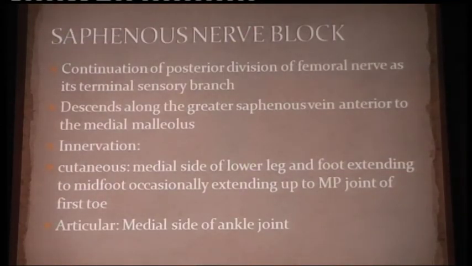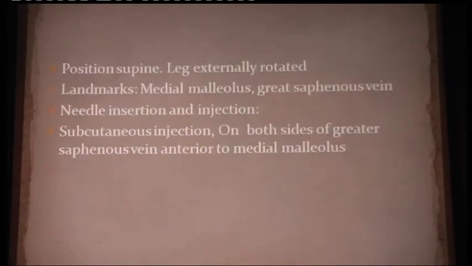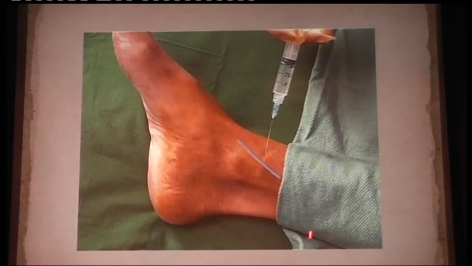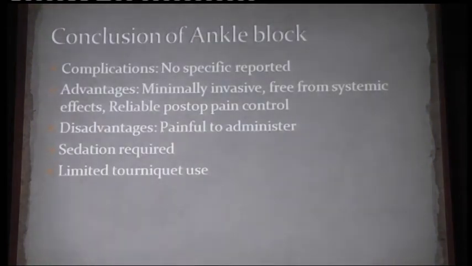Saphenous nerve block. Continuation of posterior division of femoral nerve. You inject in a fan-shaped manner on both sides of the greater saphenous vein. That is sufficient to block the saphenous nerve.